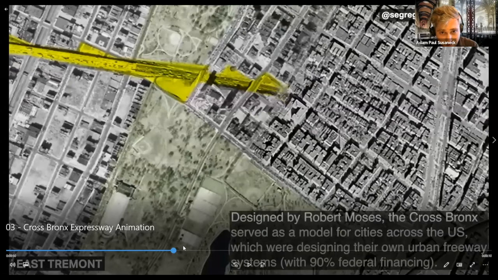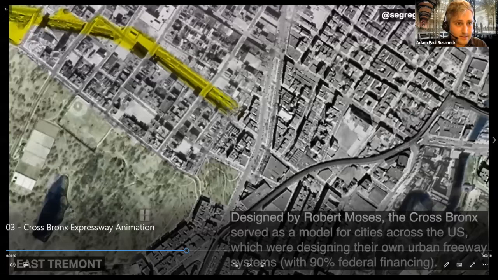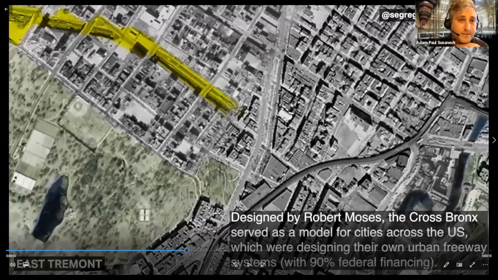It might be better to show it this way. So this is my New York Times article. Okay, let me stop sharing for one second.